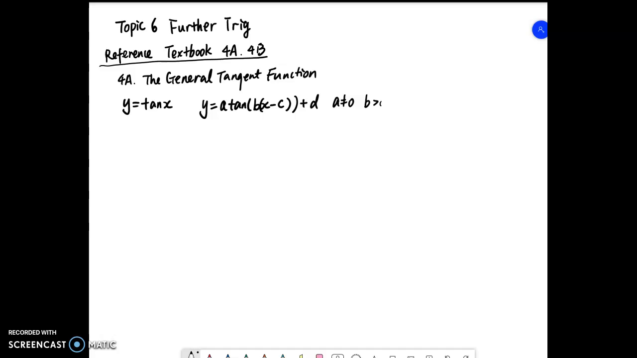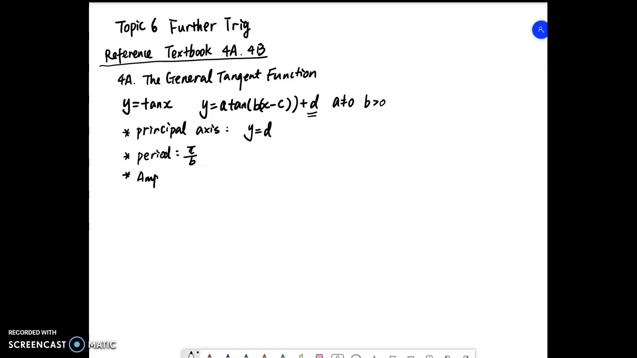Then we know b is above 0. Okay. So there are several concepts. Principal axis, okay? The principal axis will be y equals d. And then we know how to calculate the period, which is pi on b. We all know that for the sine and cos functions the period is 2 pi on b, but for the tangent function it is actually pi on b, because the period of tan x is pi.